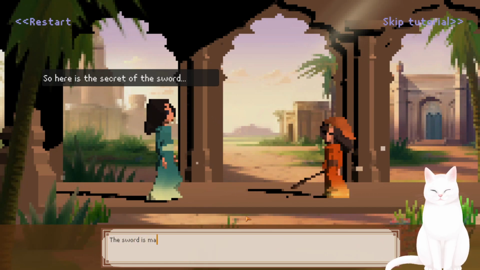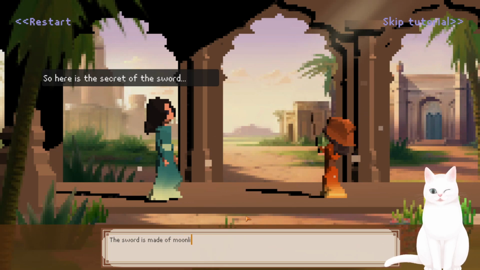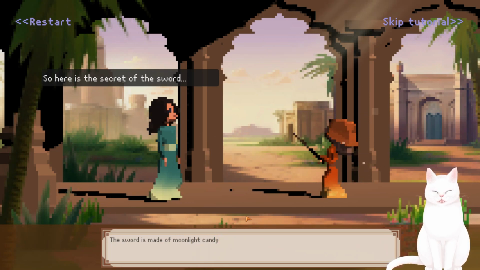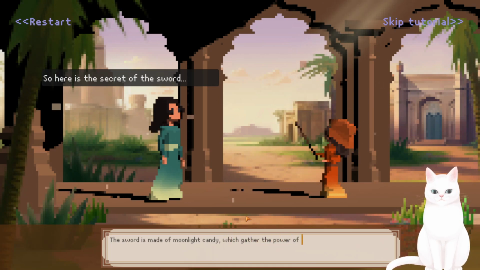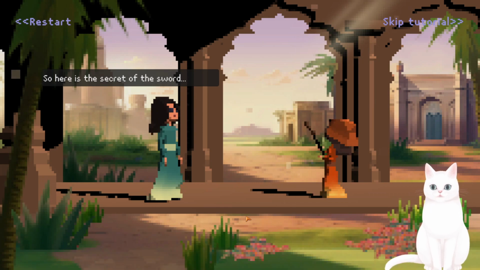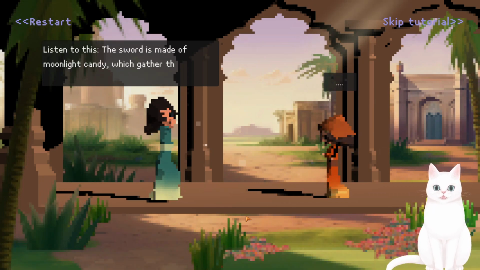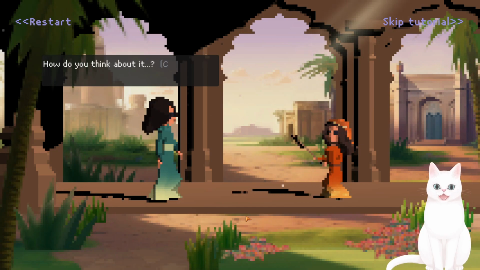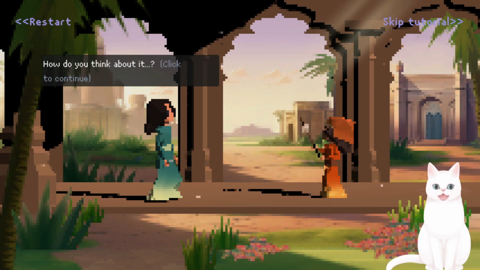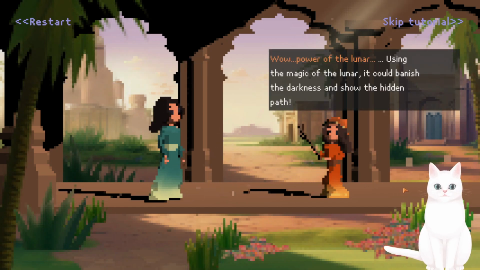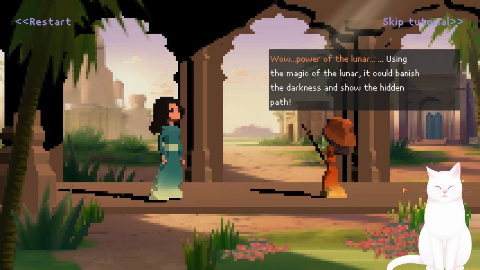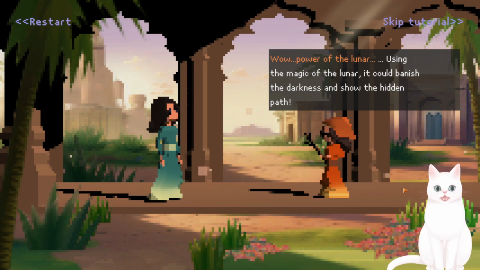Sword is made of moonlight candy, which gathers the power of the lunar. So sometimes if your story doesn't really match the context, she may think this is not consistent. Okay, now it works. One of the powers of Luna, using the magic of Luna, could banish the darkness and show the hidden paths.